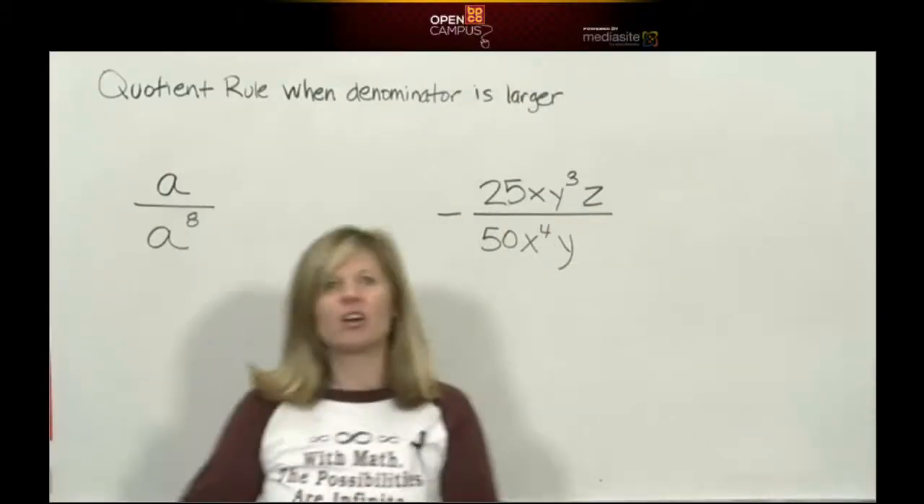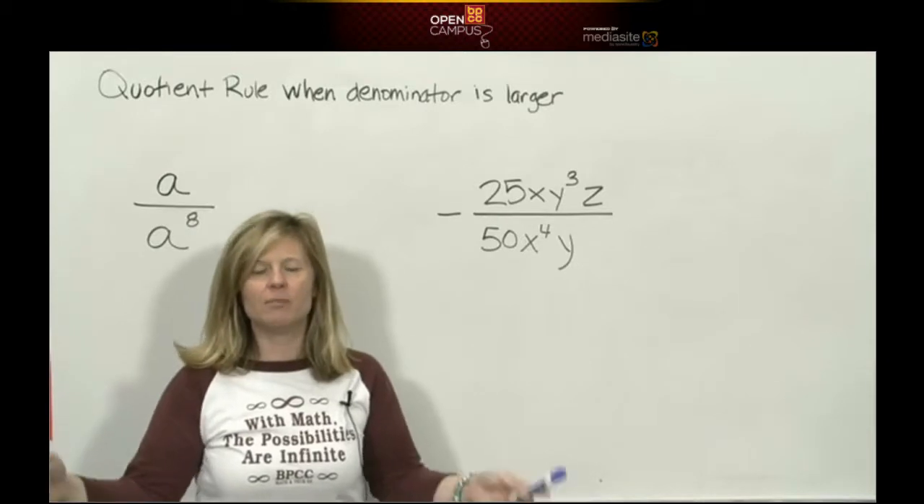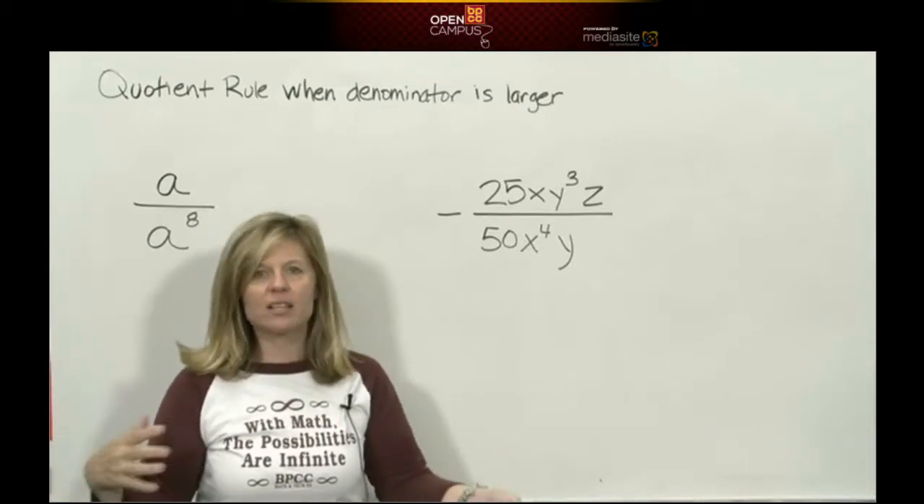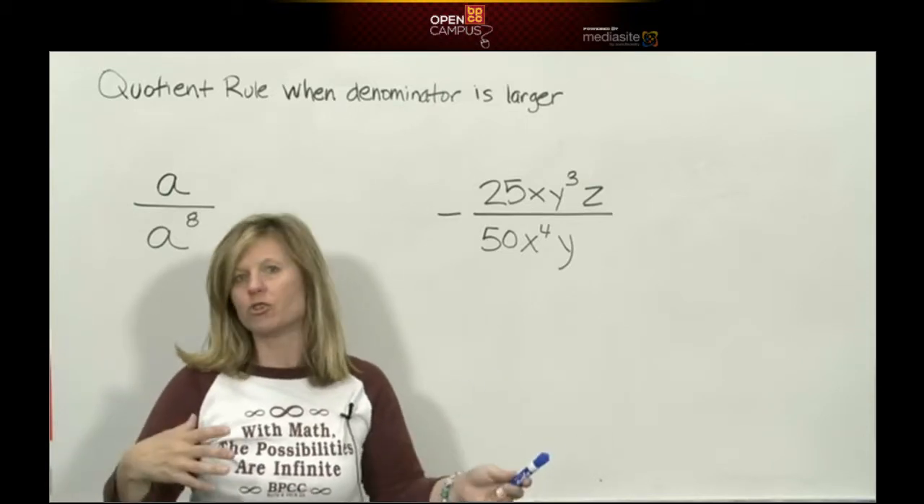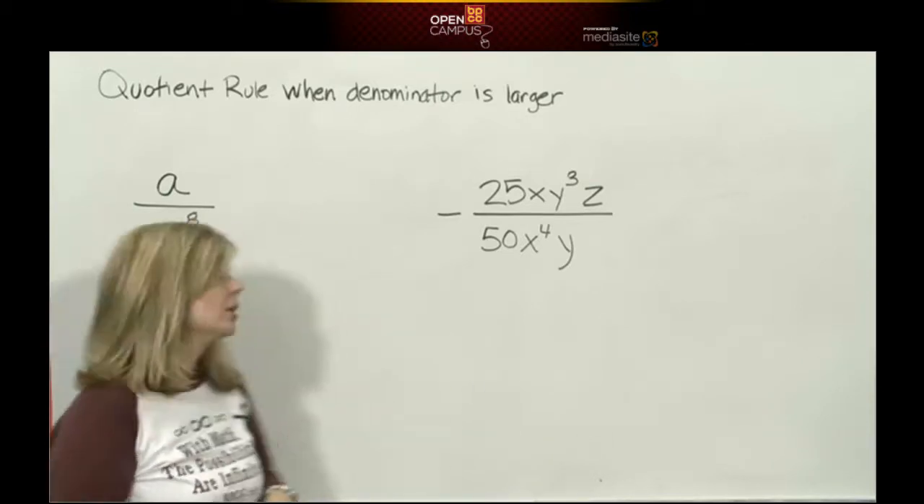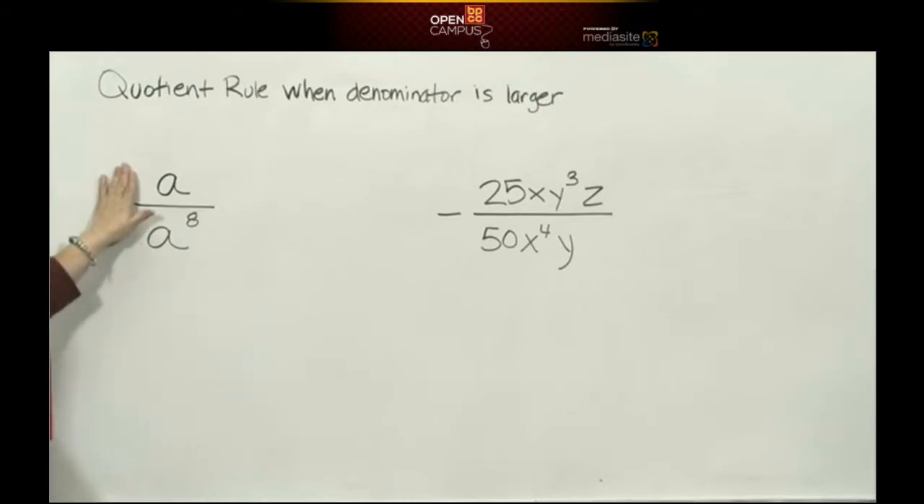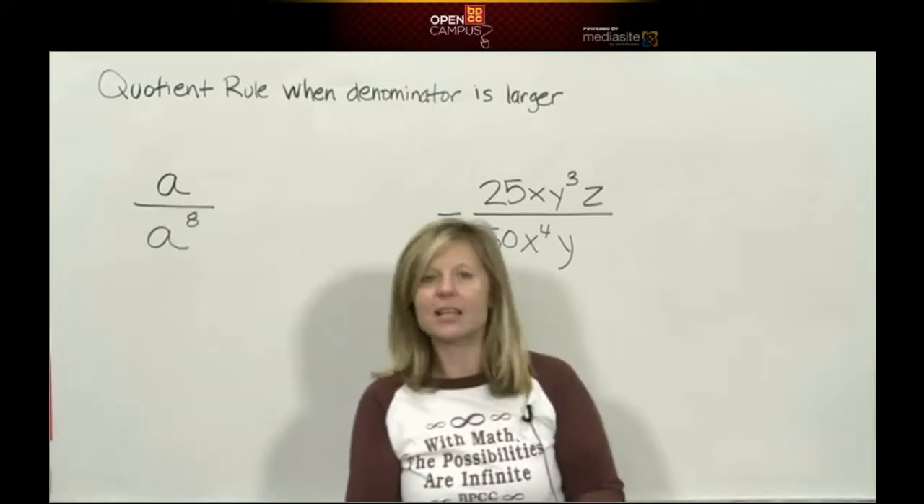Okay, everybody, let's try division of monomial expressions, and we can see the difference about where you place the quotient depending on who is larger, the numerator or the denominator. So in my expression, I have a divided by a to the 8th.